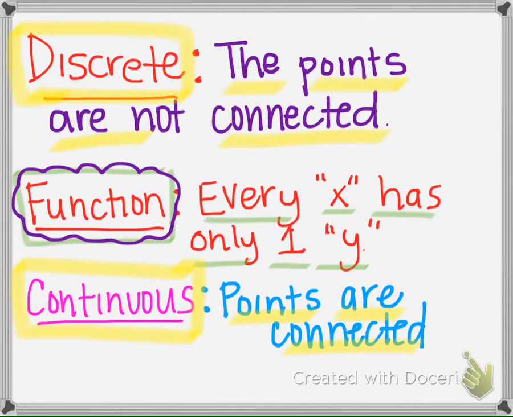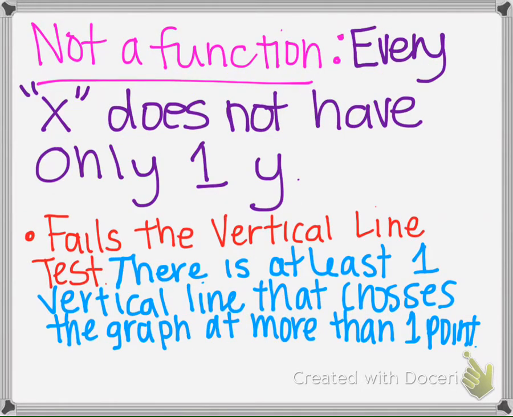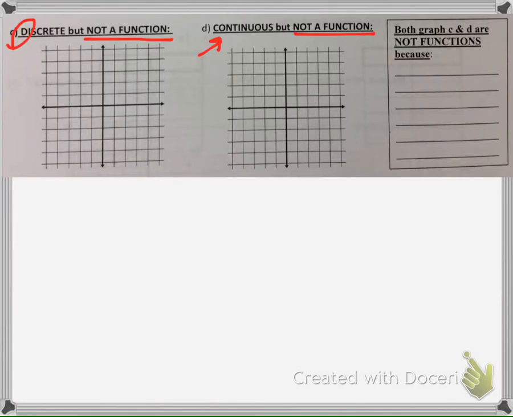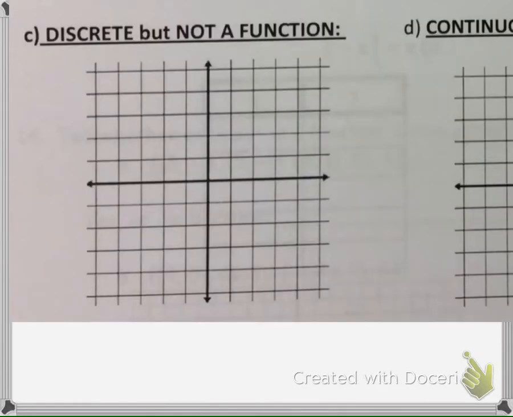Again, to be a function, every x has only one y. Well, we don't want it to be a function, so every x does not have only one y. There will be at least one that has more than one output, one y value. So let's go through some possible answers. Again, there may be more than one correct answer.